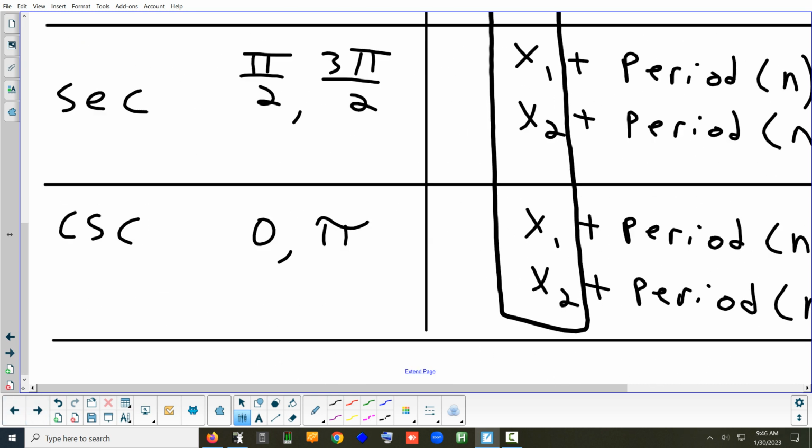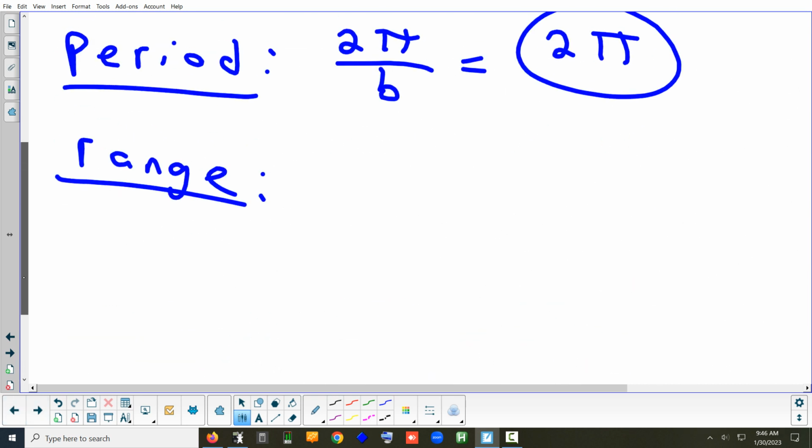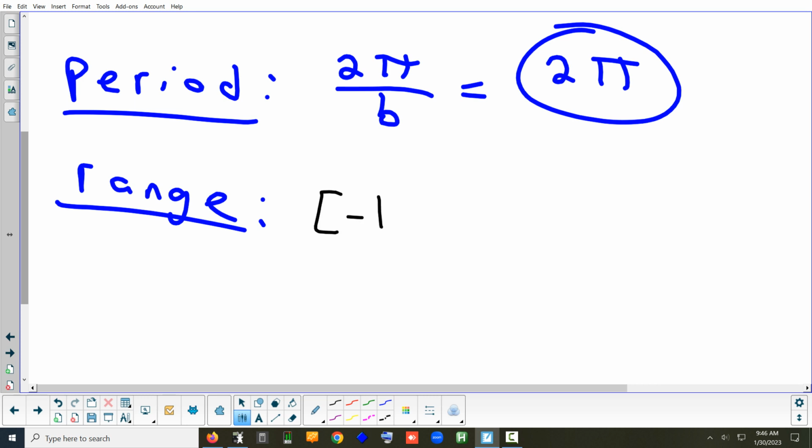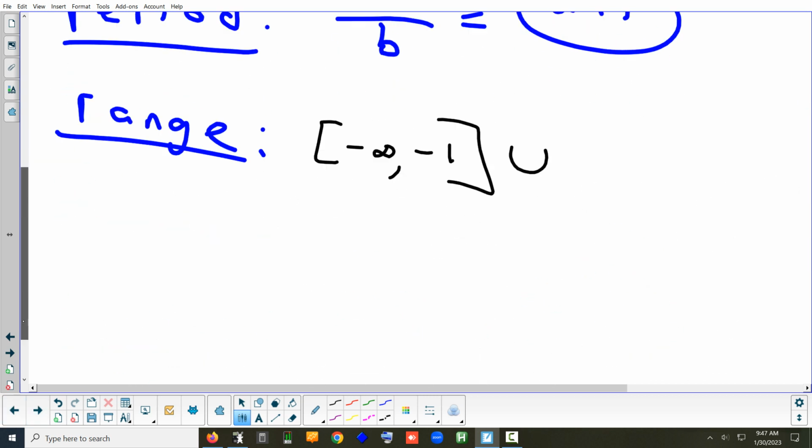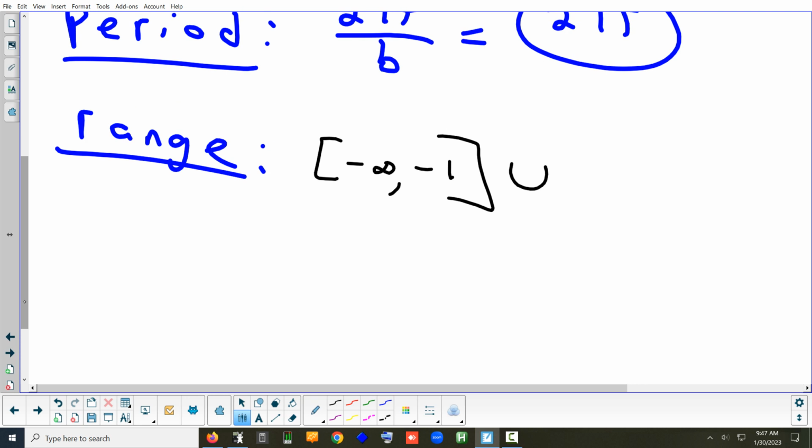Okay. So range, everything from -1, say it like this. That's everything from -infinity up to -1, or -1 down. Do you remember what it looked like? What's the next part? From the bottom of the U up. It goes from 1 to infinity.